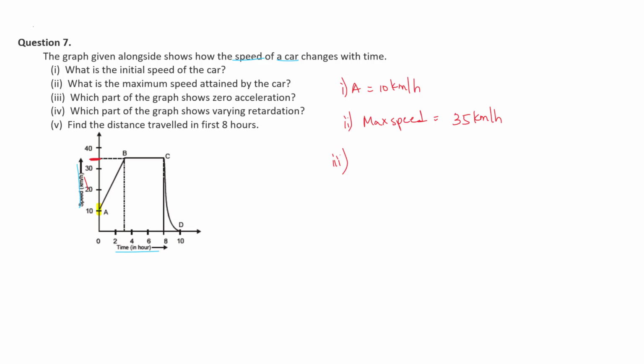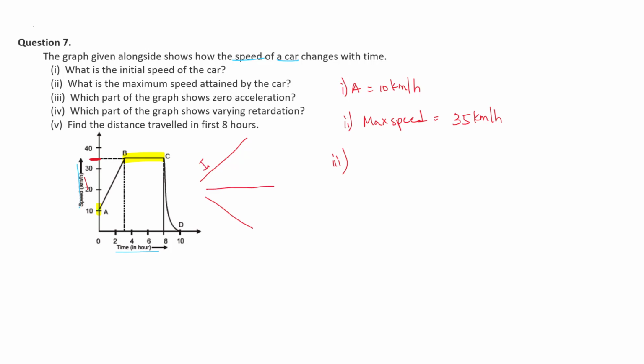Then, which part of the graph shows zero acceleration? Zero acceleration is shown from point B to point C. Zero acceleration means there is no increase in speed. If there is an increase in speed, the graph would be like this. If there is a decrease in speed, the graph would be like this. But if there is constant acceleration, then the graph will be linear.